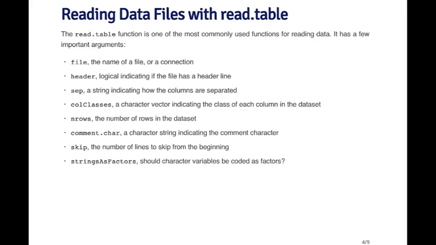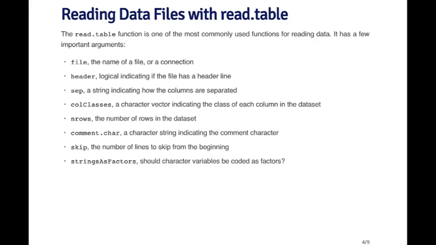comment.char is the character string that indicates the comment character. The default, for example, is the pound symbol, or the sharp symbol, and anything to the right of that symbol is ignored. You can specify other characters to be comment characters, and the lines of the file that begin with that comment character will be ignored. skip is the number of lines to skip from the beginning. Sometimes there may be some header information or some non-data region at the beginning of the file, and you want to skip right over that. You can tell the read.table function to skip, say, the first 10 lines or the first 100 lines, and then only start reading data after that.